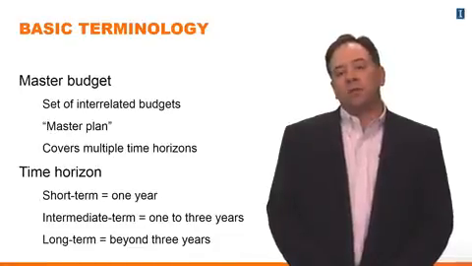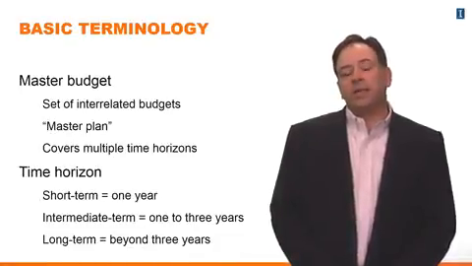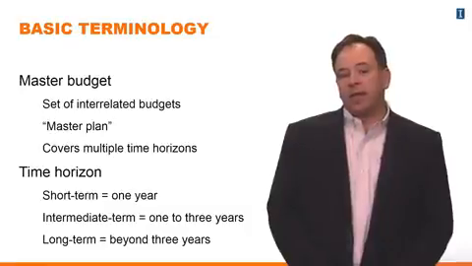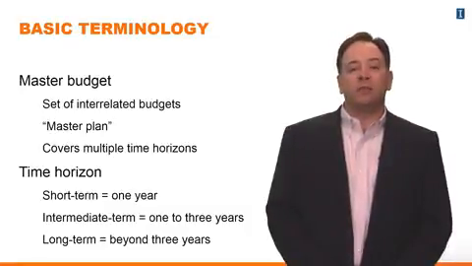Short term is 1 year. Intermediate term is thinking about things 1 to 3 years out. And the long term is those events beyond 3 years.